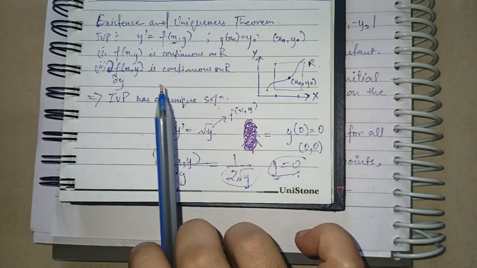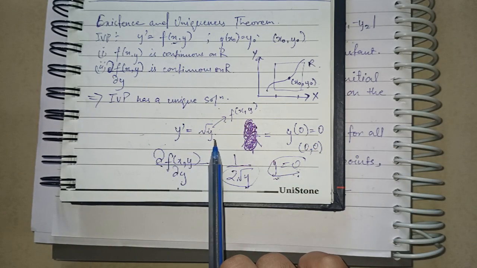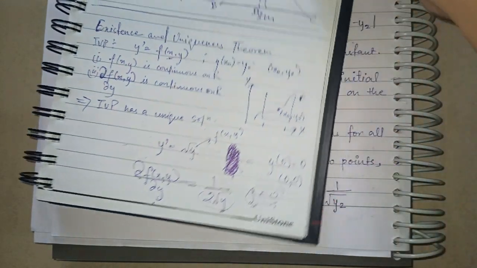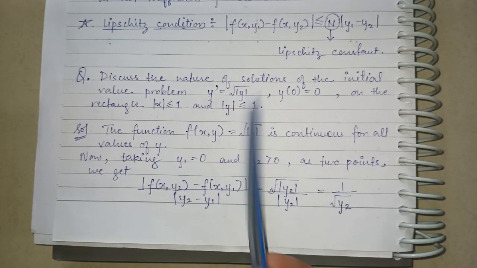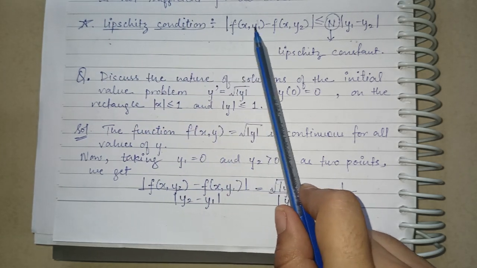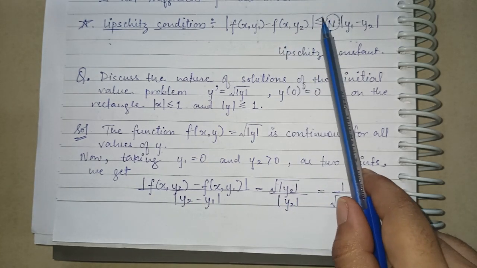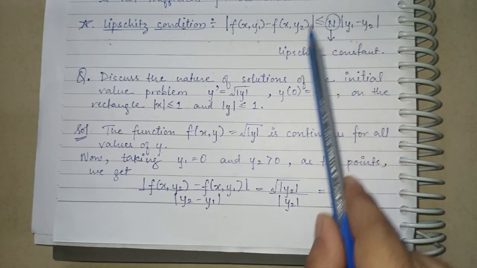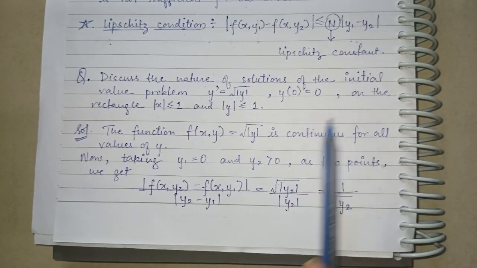We'll use a Lipschitz condition in place of this condition if we are given an initial value problem where the partial derivative does not exist at some point. What does this Lipschitz condition say? It says that mod of f(x,y1) minus f(x,y2) should be less than or equal to N mod y1 minus y2, where N is a Lipschitz constant. We'll try using this condition in a problem.